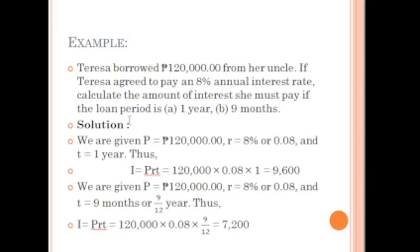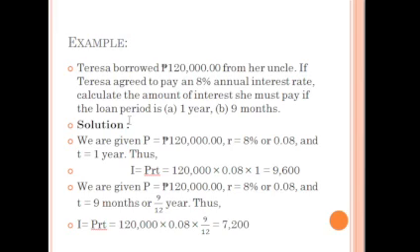So Teresa borrowed money from her uncle, 120,000 pesos. And she agreed to an 8% annual interest rate, meaning annual is yearly. Then we will calculate how much interest Teresa must pay if the loan period is 1 year or 9 months. So which one has the bigger interest?